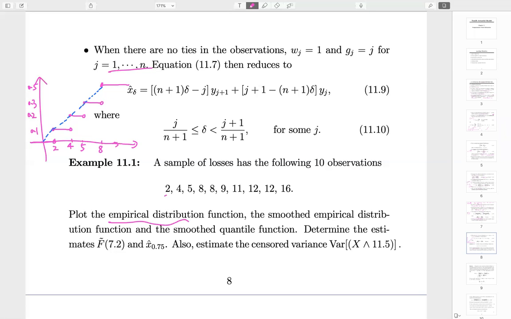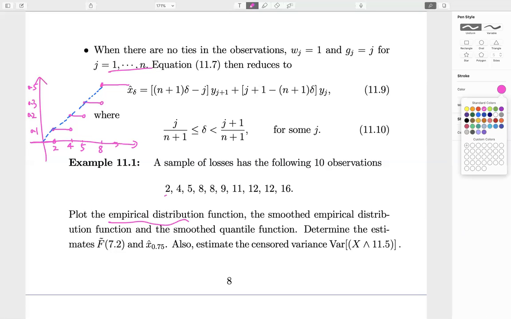Let me use a different color again. Let's try a little brown. So it will be a little below. Again, I'm not drawing to scale. It should be 1 over 11 for my first point. So for this point, it's actually 1 over 11. And then for 4, it would be 2 over 11.